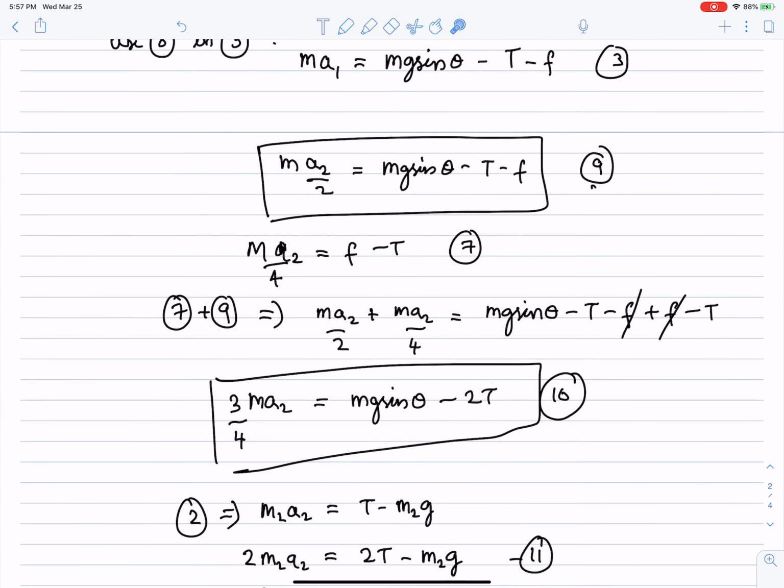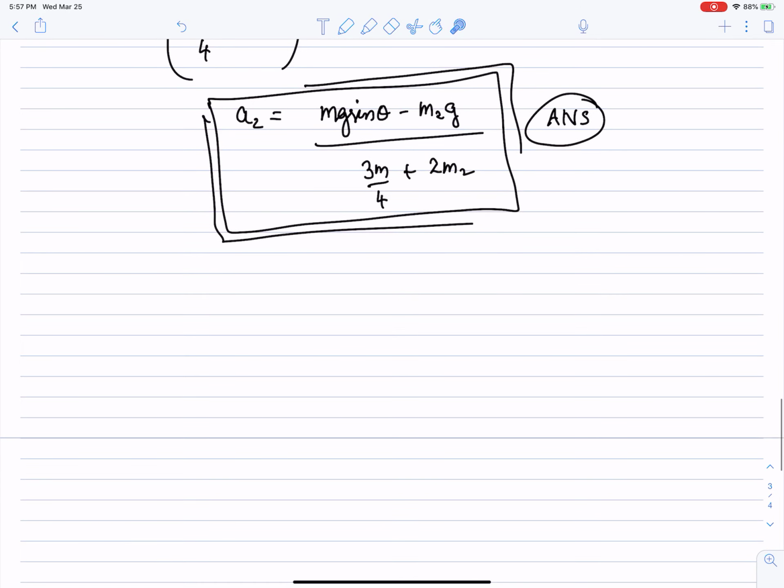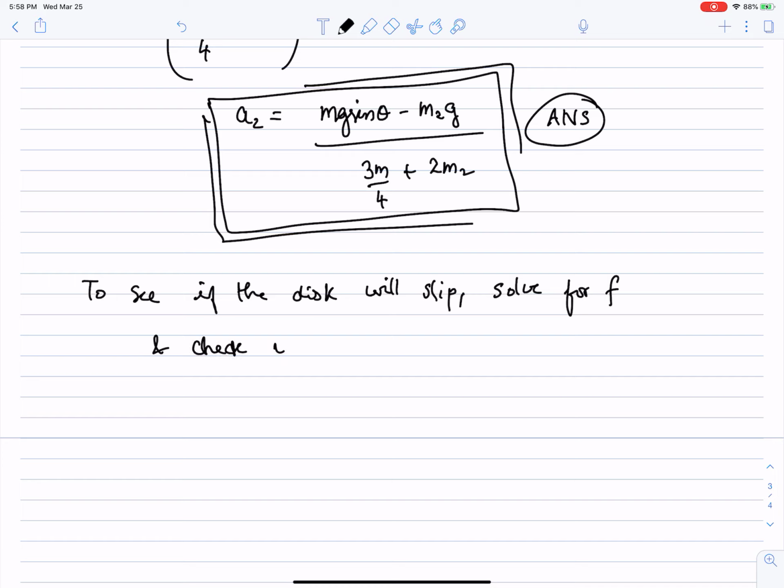If you want to know if the object will slip, to see if the disk will slip, what you can do is solve for f and check whether f is greater than mu times n. If yes, slip. If no, no slip.